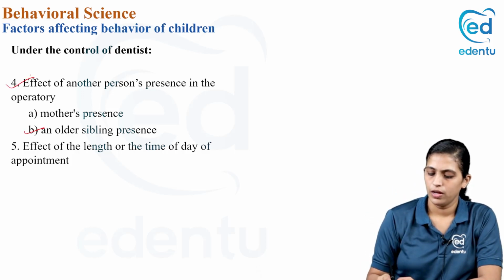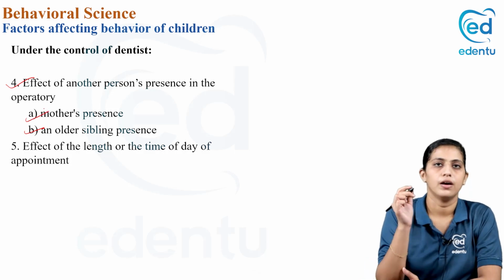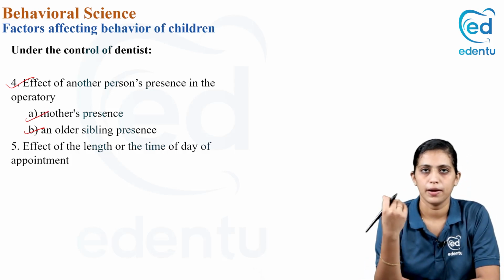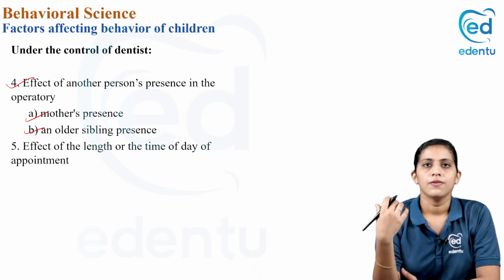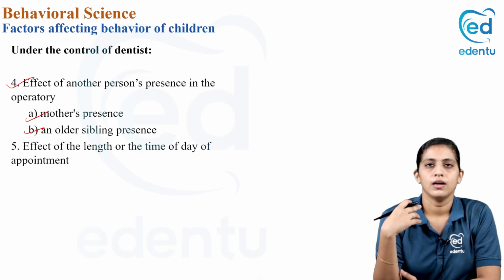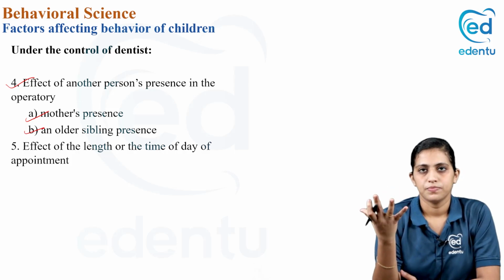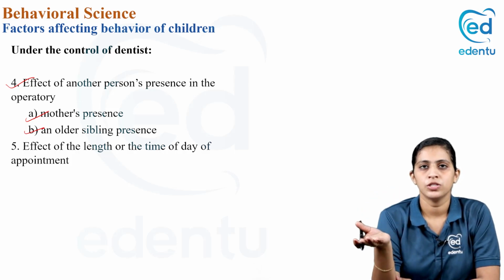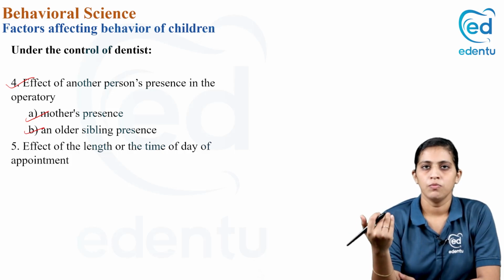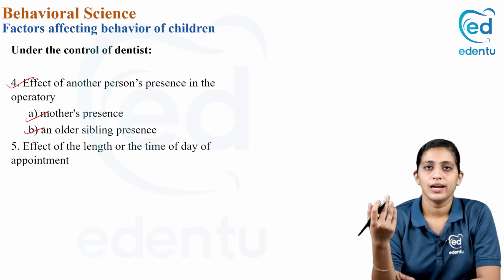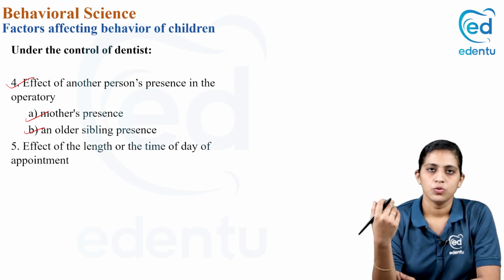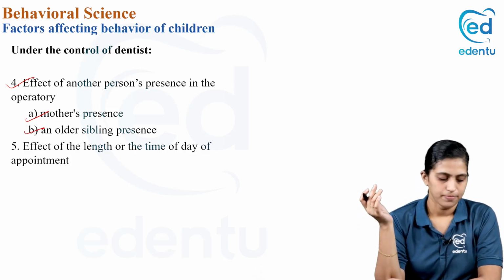So if both children of the family are our patients, it is very good if the older sibling is of good behavior, because the younger children will look up to the older children as a role model and try to model whatever they do. If the older child shows good behavior, it is good if we can show them to the younger child.